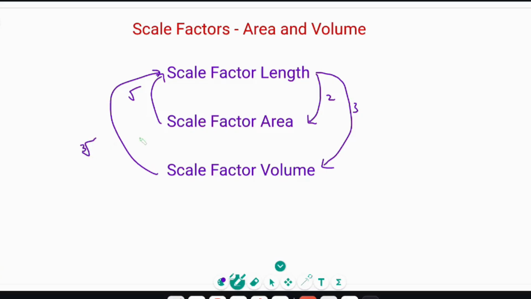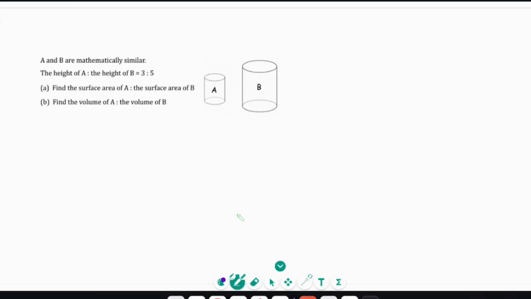You can't do anything to get from a scale factor for area to scale factor for volume. You've got to always go back to length. Okay, so IGCSE and Excel do like these ratio questions.